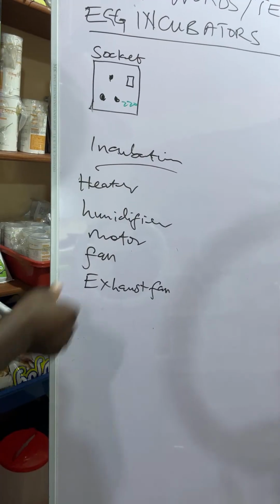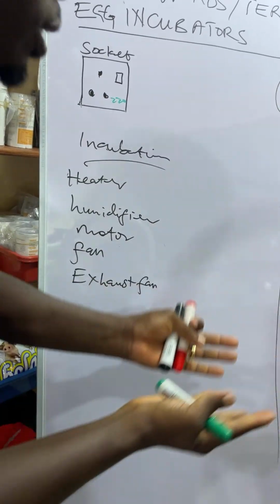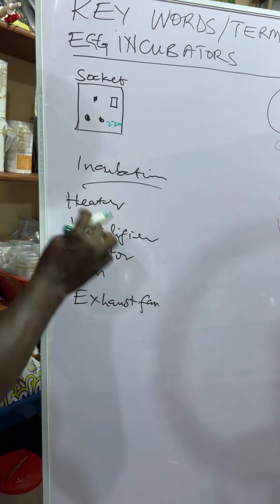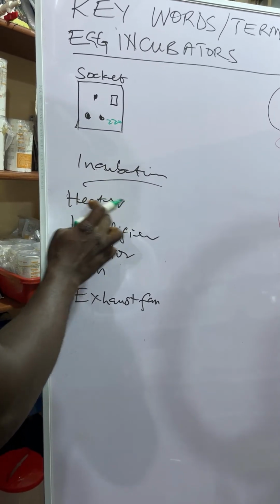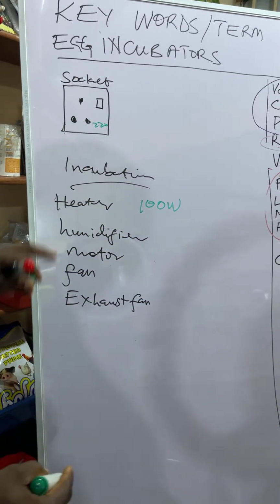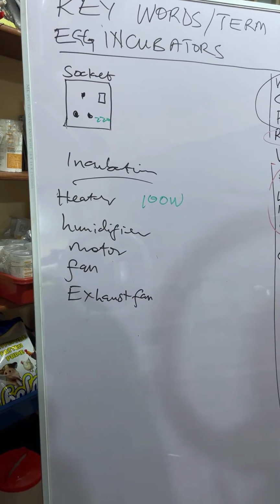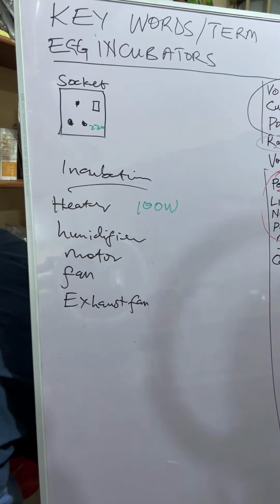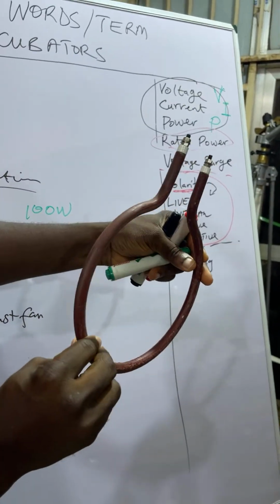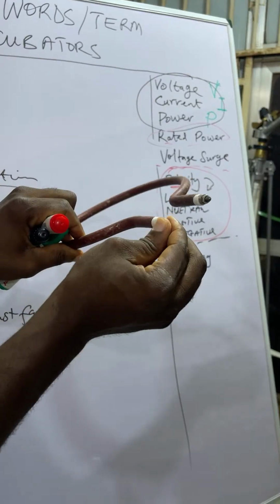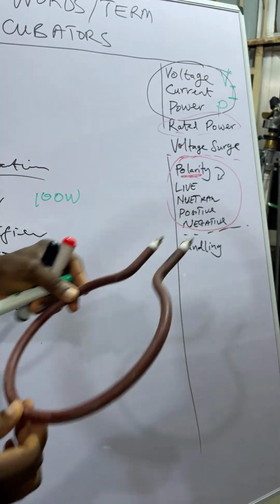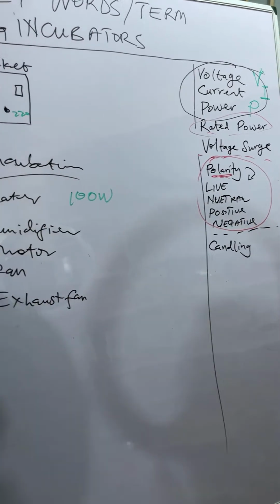Let's say I've made an incubator and I've put all these things inside. Now I have to sit down. What is the wattage of the heater I used? Let's say 100 watts. Let me show you a 100 watt heater, since yesterday I couldn't show you. So this is a 100 watt heater. These are where we connect the wires. So let's say I have this heater in my machine.